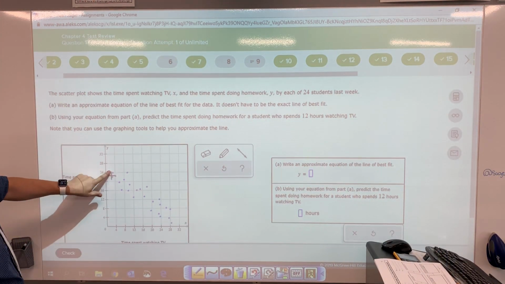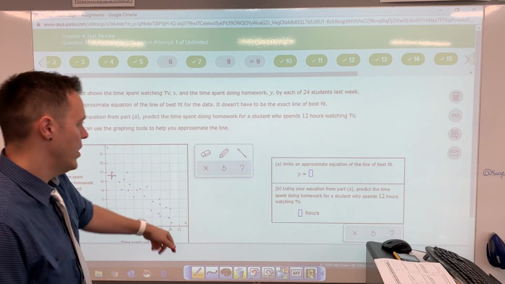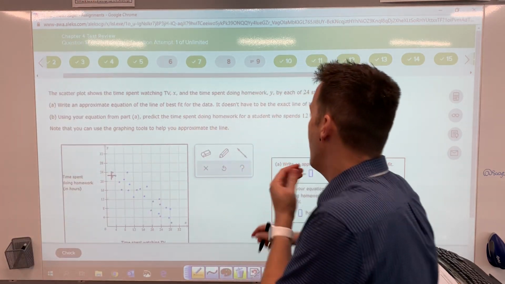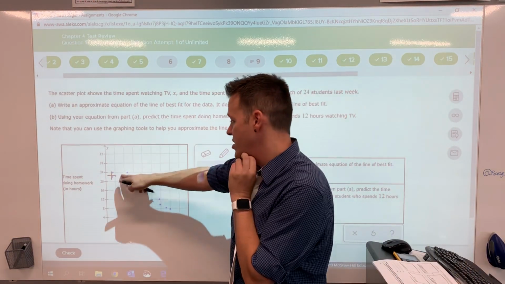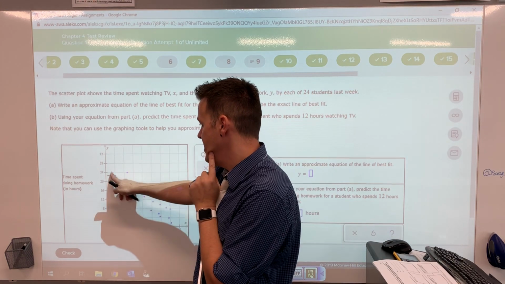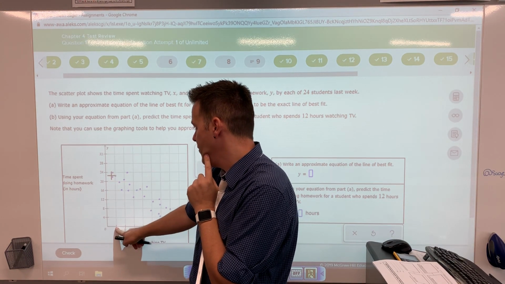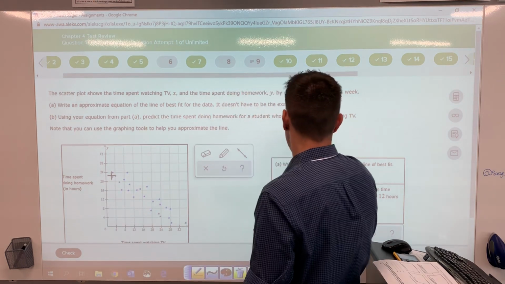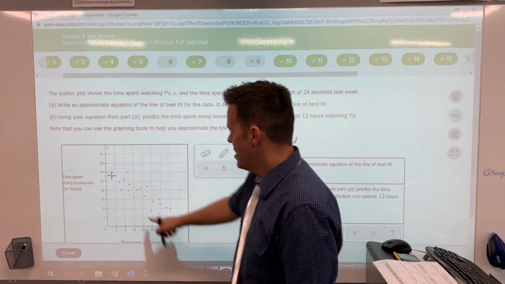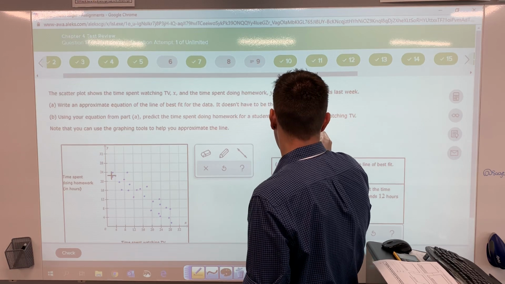So I'm going to go with this first point here and the second point. Okay, so I want you guys to understand what we're about to do here. We're doing a best guesstimate. So I'm going to pick a point. If this is 0 to 4, that looks like it's about a 3. So my x would be 3, and then my y is 24. Okay, so there's one point.